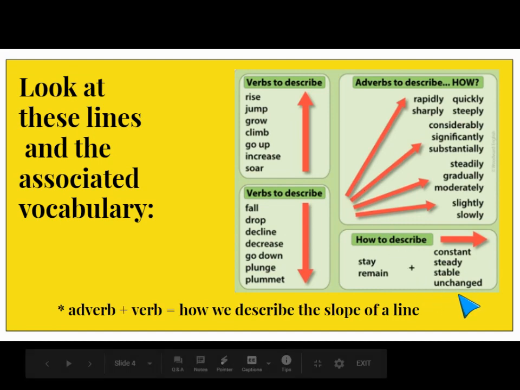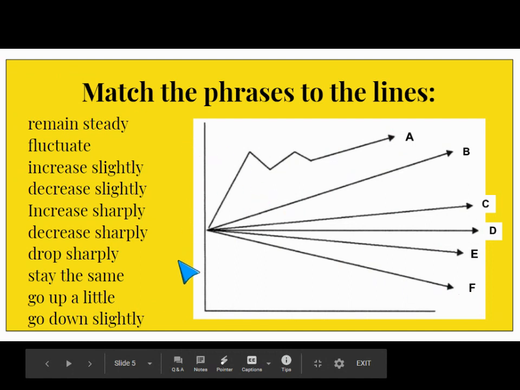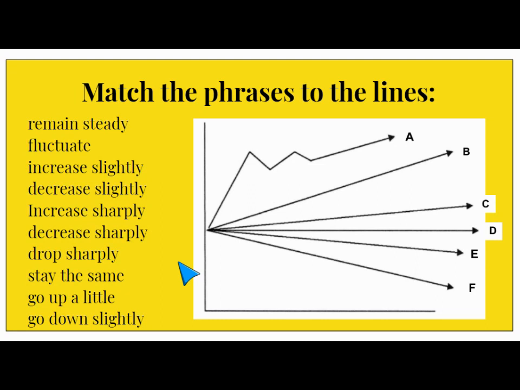Okay. Let's look at this in action. So here are some lines. And on the left are some statements, verbs with adverbs, and we want to see which ones describe the lines. So take a minute, number your scratch paper A to F, and jot down which of these phrases best describe the lines. Now, some of the lines have more than one phrase that describe it. Pause the video, work on that.